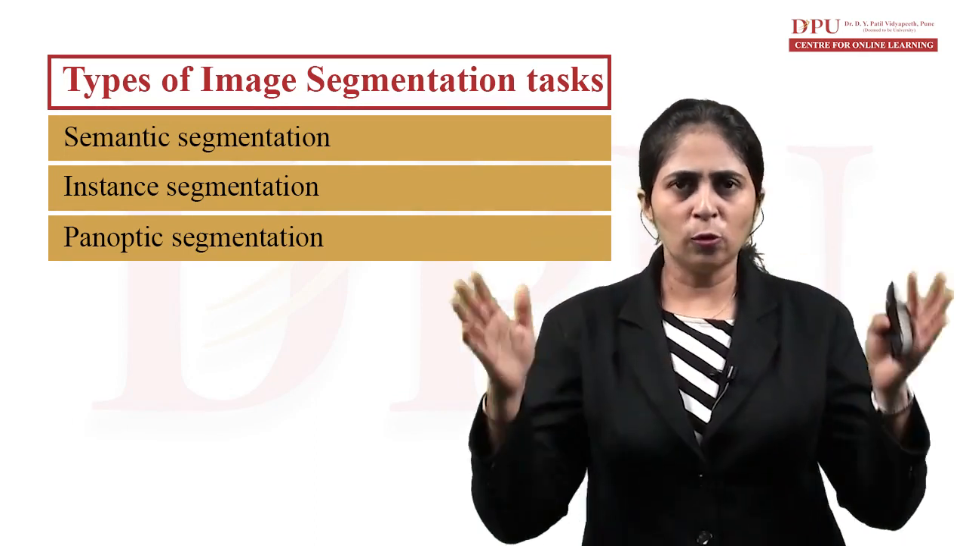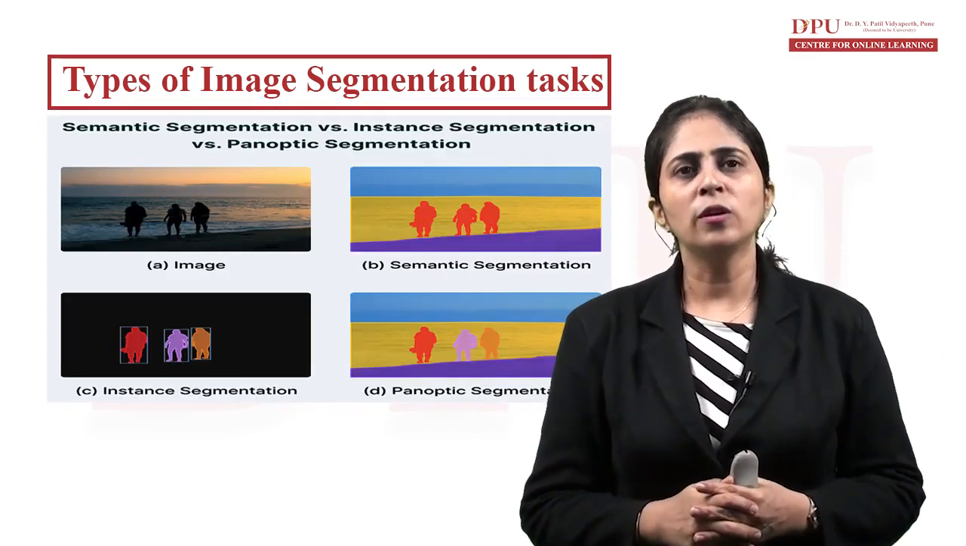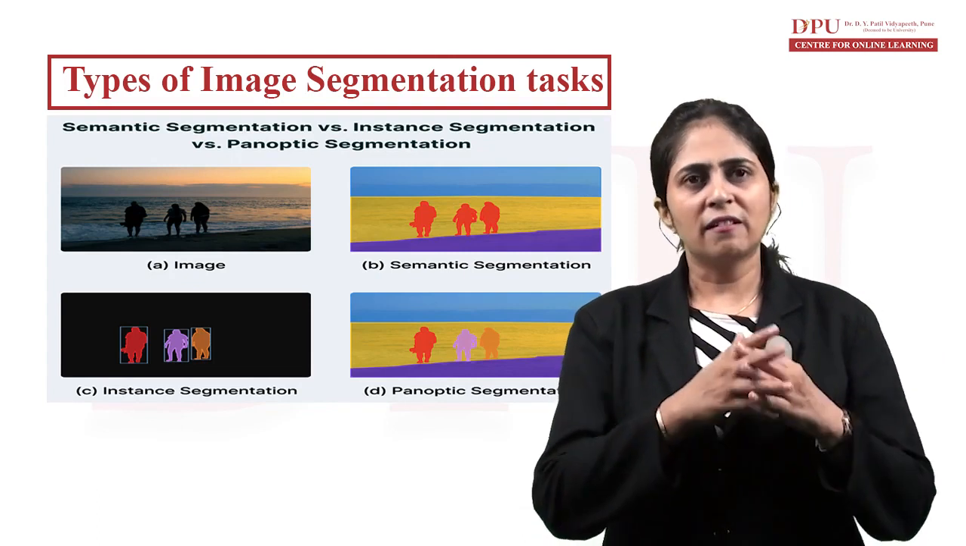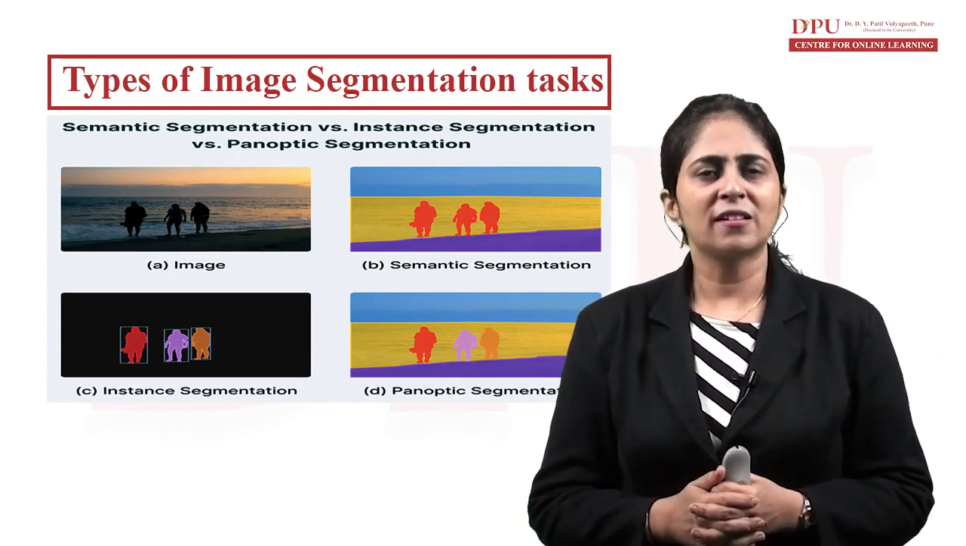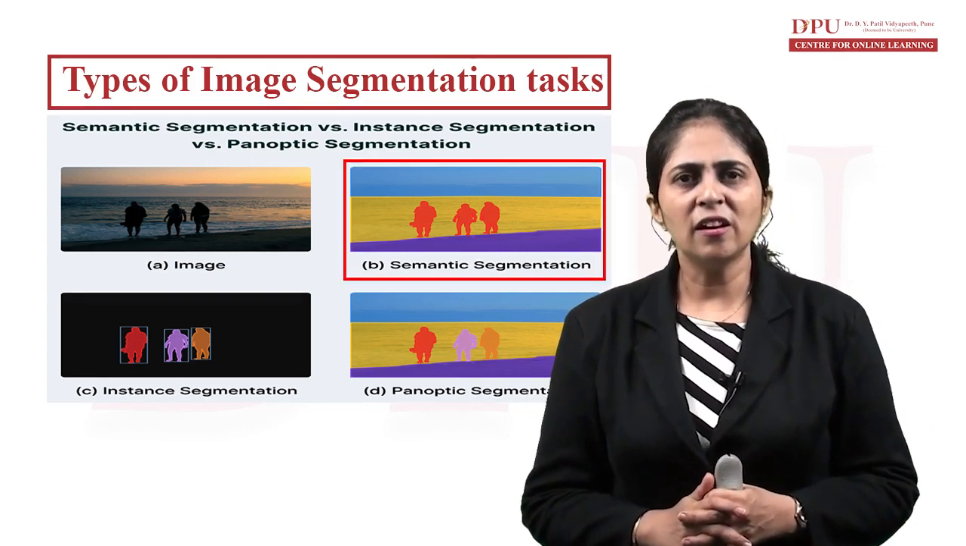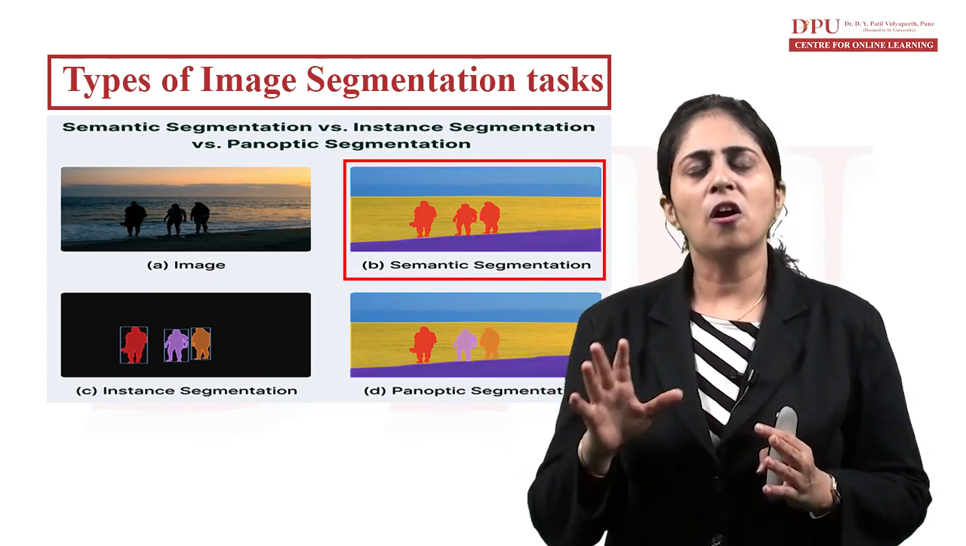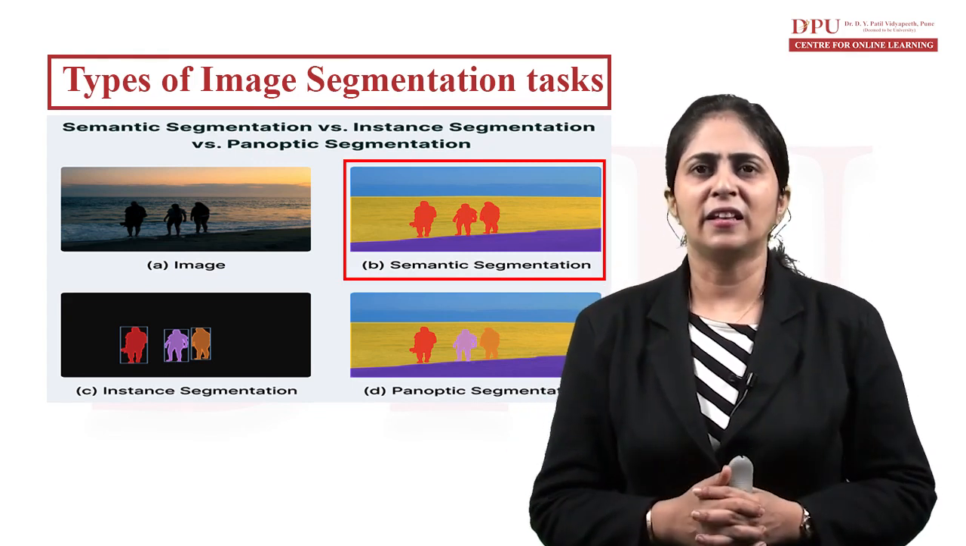If we want to consider an example, take the image shown in part A, in which there is a beach and three persons are standing there. If we talk about semantic segmentation, it will just classify this as a class of people standing there.